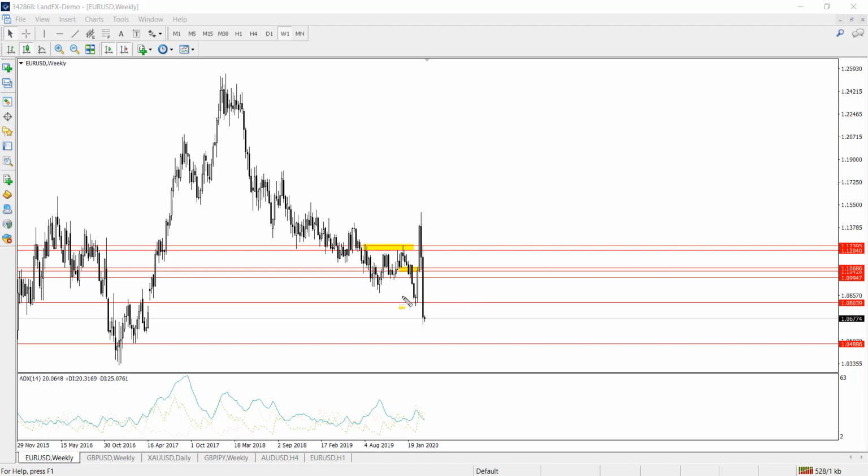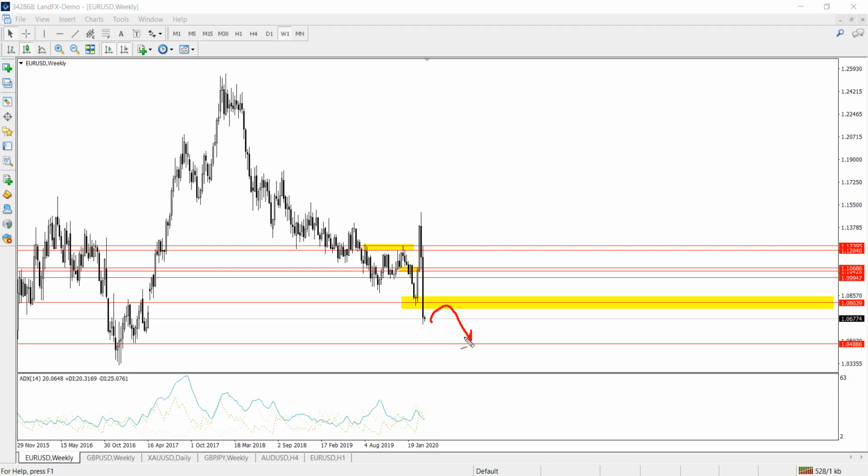This area, the pair is now traded below it, which means that it might continue going downwards to reach its first target 1.05. Having the pair traded below this level means that this is very bearish for the euro and the pair might continue going downwards.